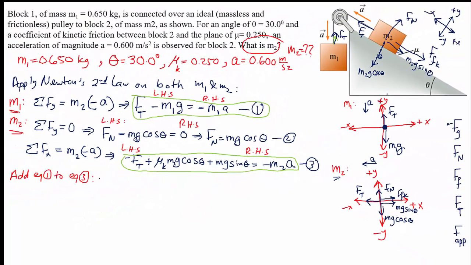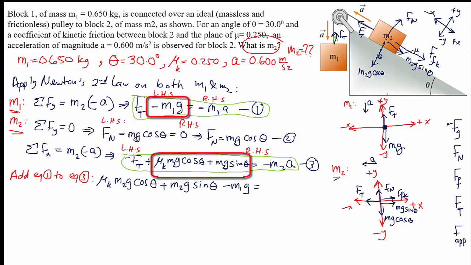Now when we add two equations, we'll add the left-hand side of the first equation to the left-hand side of the second equation. And also we'll add the right-hand side of the first equation to the right-hand side of the second equation. So when we add the left-hand side of equation 1 to the left-hand side of equation 3, the force of tension will cancel out, because here we have positive force of tension, here we have negative one, they will cancel out, and you'll be left with the following.